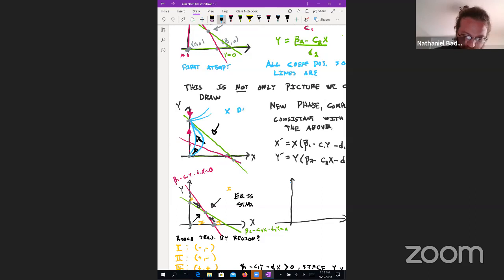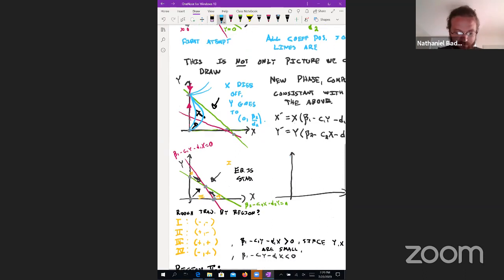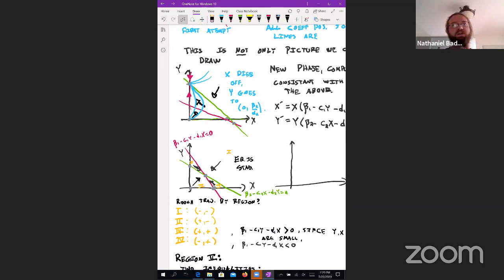X dies off. Y goes to the equilibrium solution of Y prime when X is equal to 0, A to 2 over D2. Cool. So we fleshed out 2 cases.